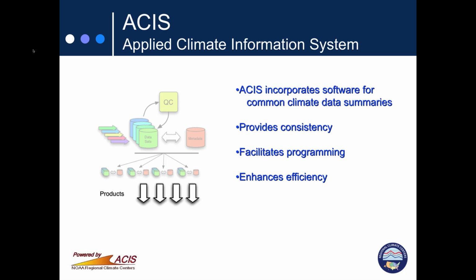Through years of experience, the RCCs have learned that most climate information requests rely on a set of basic data summarization methods. These methods are a key part of ACIS. ACIS users can take advantage of these summaries to quickly and efficiently handle a number of climate information requests. The ACIS summary routines have been designed by RCC climatologists to provide consistency in the climate data products generated by the climate centers and to align with standard national and international summarization practices.